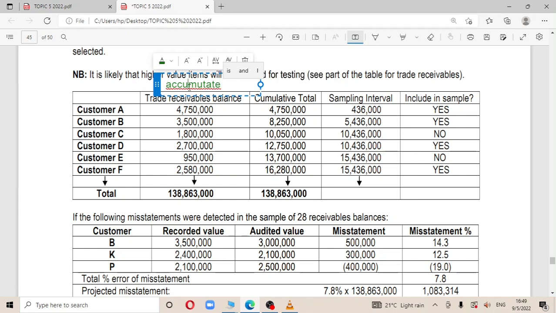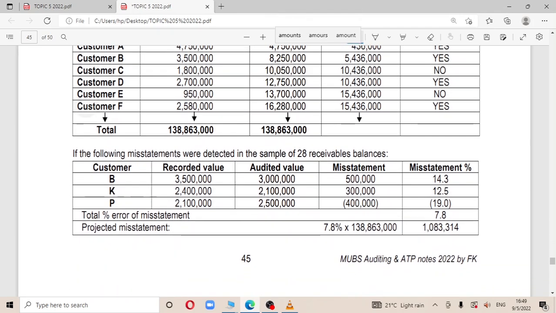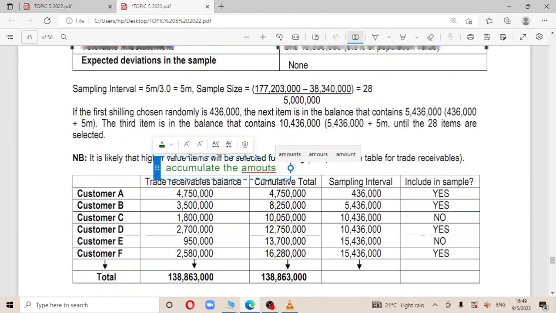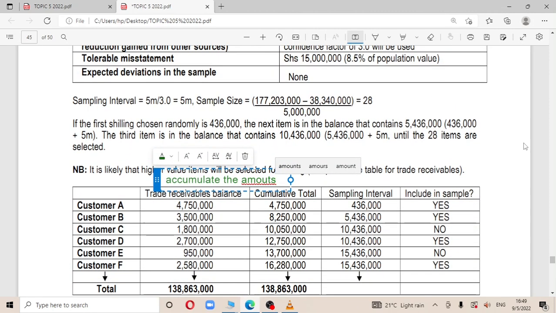Now this sampling interval, we just determine it randomly. We use random numbers to determine the sampling interval. So the sampling interval is determined using random numbers.